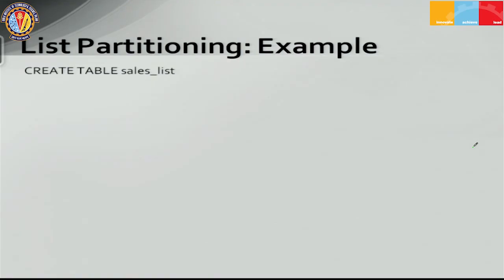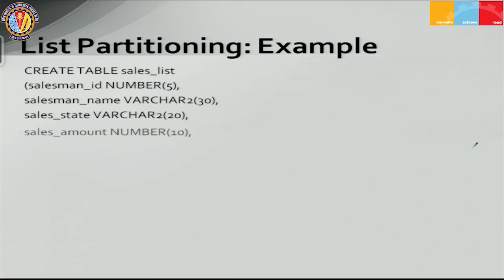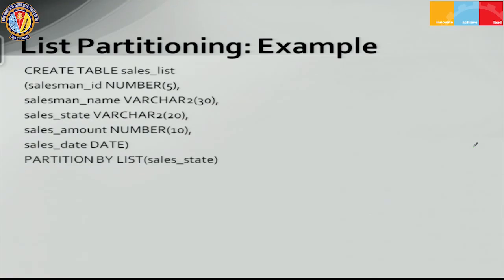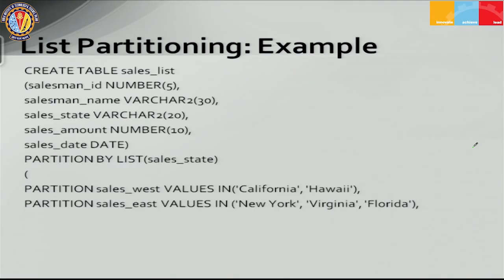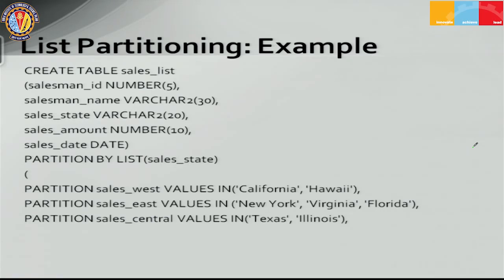So create table sales list. Salesman ID, the same schema, right? And I'm partitioning by sales state. Okay, so I'm saying partition sales west, values in California and Hawaii, east New York, Virginia and Florida, partition sales central in Texas and Illinois, right? And this creates a partition.